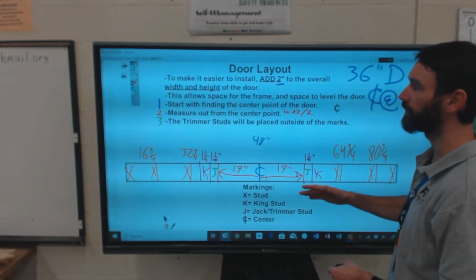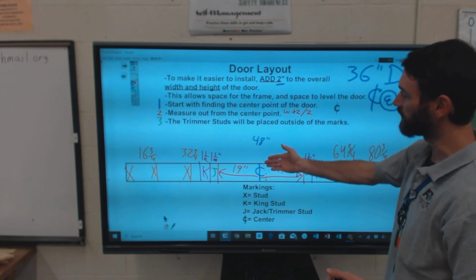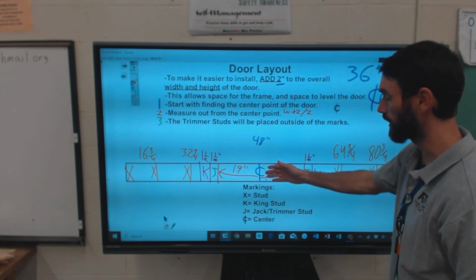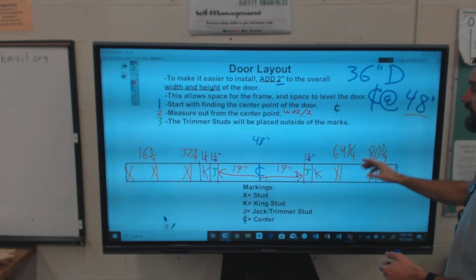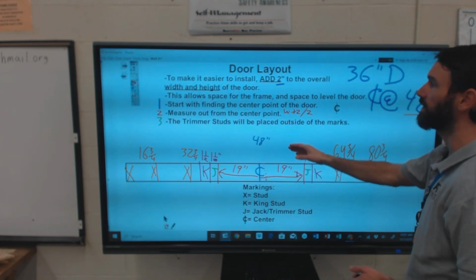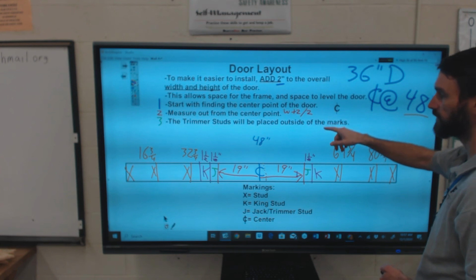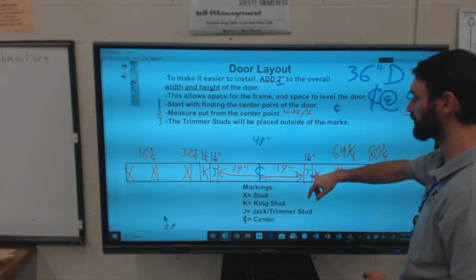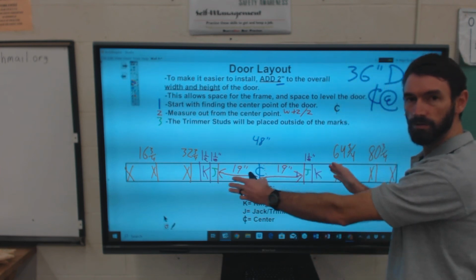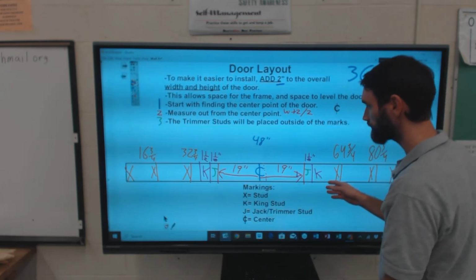Okay? So in the process here, you find your center mark, wherever your center mark is, 48 inches, you mark that. Then you go back and you do W plus 2 divided by 2. That'll tell you distance from your center mark to your jack. That's how you get your jacks in the right location.